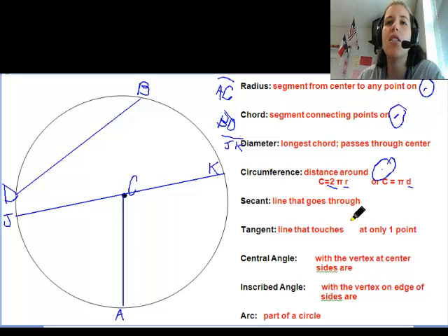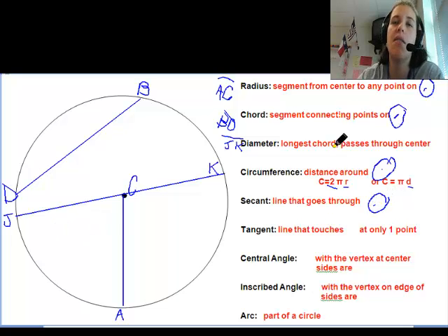All right, the next two words on our list are actually lines, not line segments. So they're going to go through our circle. The first one passes through the circle, actually. And it can go through at any point. I could take my diameter and I just extend it and make it stick outside the circle. That would be a secant.